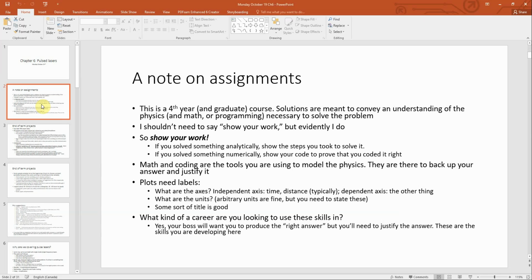I know not necessarily all of you are going to be going into a career in physics, but you're trying to develop these skills for your career that you'll be using in a job after this. Of course, you'll be working in some group, and your boss will say to you, what is some answer, and you'll need to produce this answer. And your boss will want the right answer.